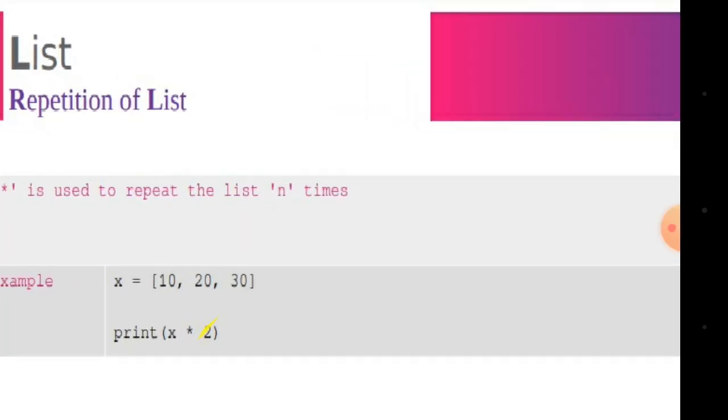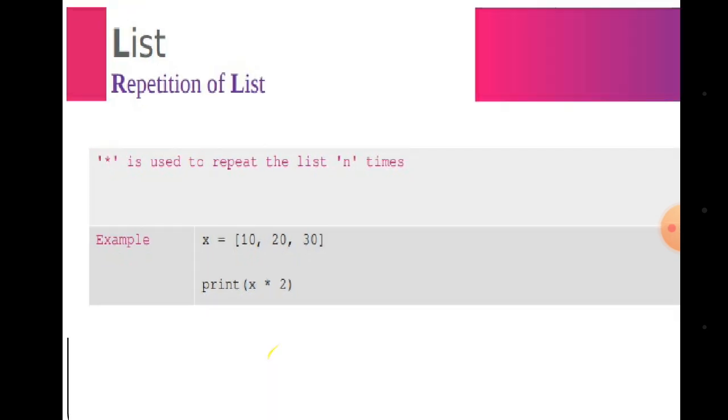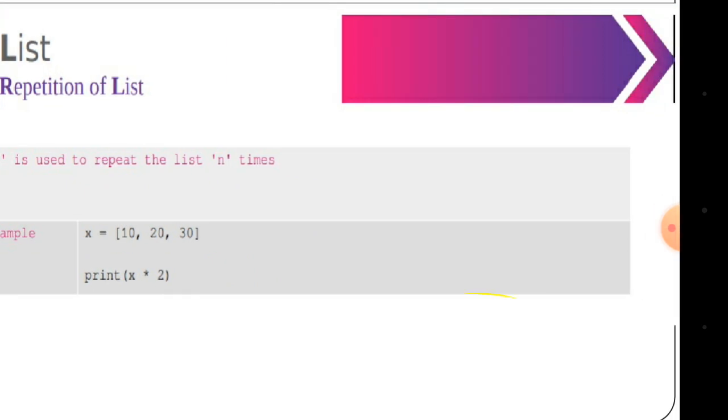Then repetition of a list. If we want to repeat the same list, we simply use the multiplication operator. Suppose 10, 20, 30, we have to repeat this list again. So simply print x multiplied by 2 because we want repetition. If we want 3 times, simply multiply by 3. That is the repetition of a list using the multiplication operator.